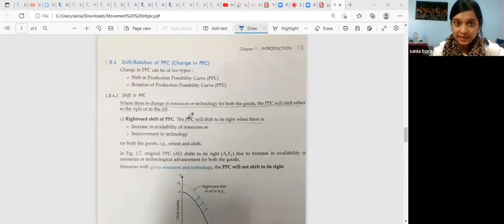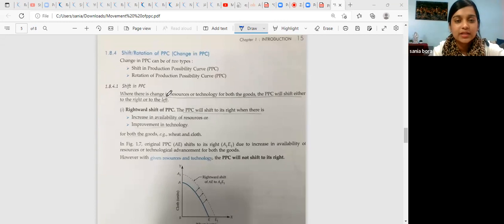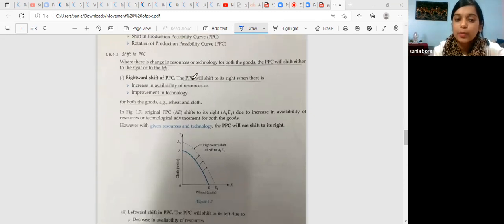Now the practical one. This was basically the basic thing. We'll just start with shift. What is shift? You already know that it is either going to be a rightward shift or a leftward shift. When there is a change in technology for both goods, in that case there is a shift. And when it is a rightward shift, there is an increase in availability of resources or improvement in technology.